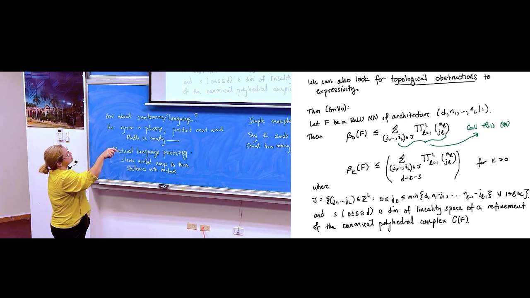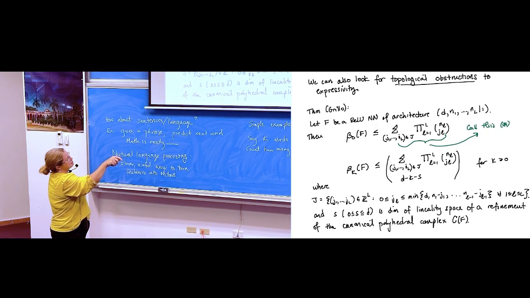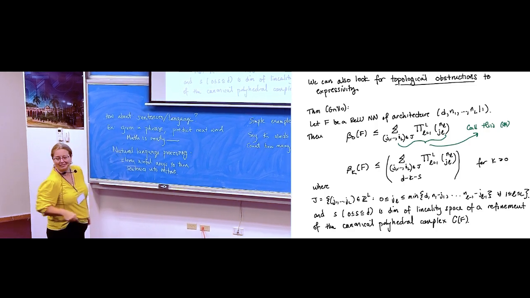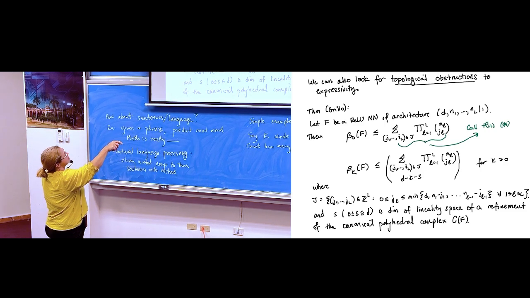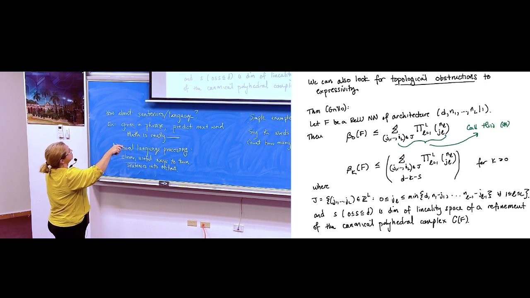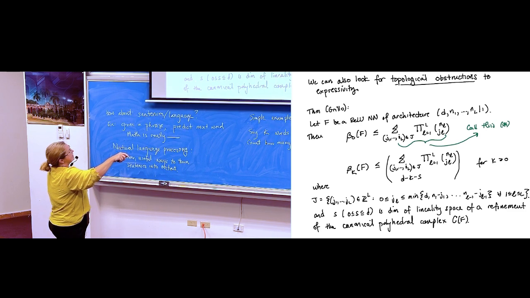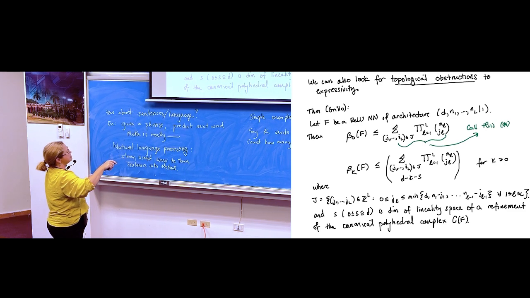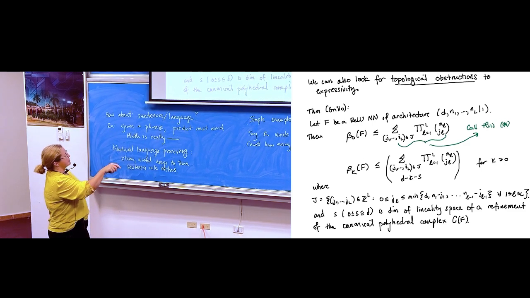But for now, this is some quantity, and I'm just going to call it star, the green star. This is saying what some of these things are. J is some quantity. S, so there's an S here. S is the dimension of the lineality space of a refinement of the canonical polyhedral complex. Let me just say briefly what it is.